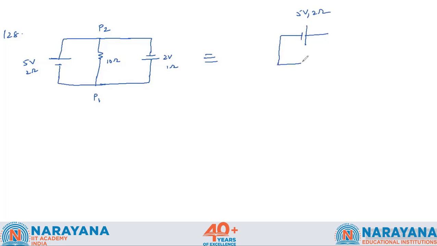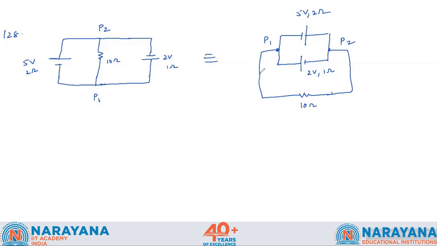Then this is the positive terminal. This is the negative terminal. This is of EMF 2 volt and internal resistance 1 ohm. And to this I have connected a resistor of resistance 10 ohms. This is 10 ohms. So this point is named as P2 and this is named as P1. Observe this properly. Clear. So then in the 10 ohm resistor, the current flows from where to where, and what is that value I want to find.